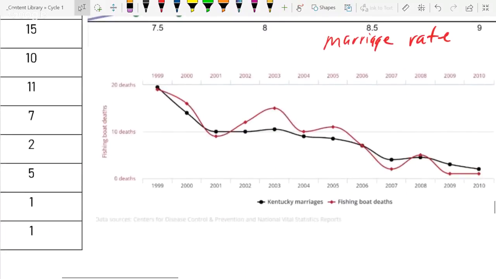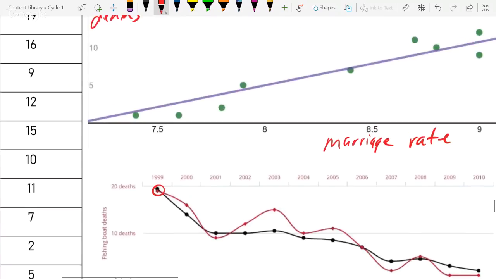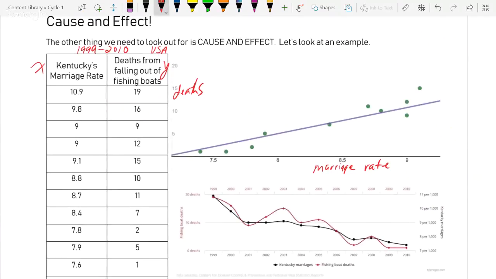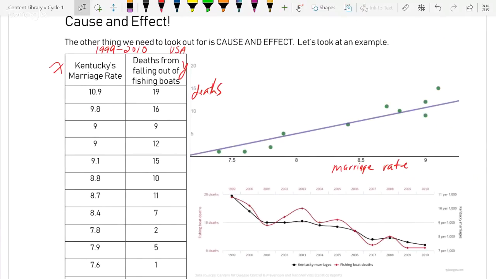So what I did is I took these two graphs and I got the data and I put them into a scatter plot, right? I took the marriage rate and put it on the bottom, and I put the deaths on the side, and we see a clear trend, don't we? As more people in Kentucky get married, what happens to the number of people who die from falling out of fishing boats in the entirety of the United States of America? It goes up, right? Like, that's a clear trend. It is clearly going up.